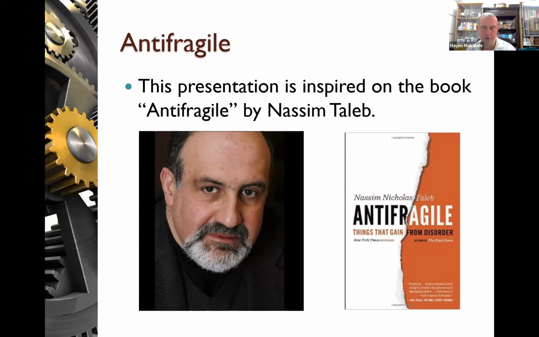Nassim Taleb is a very interesting person. He's originally from Lebanon. He's kind of an economist and also philosopher. He reads a lot and he also writes a lot. He had several other famous books like The Black Swan. You probably heard about this book, The Black Swan. It was a movie also. And he also wrote a book called Fooled by Randomness.